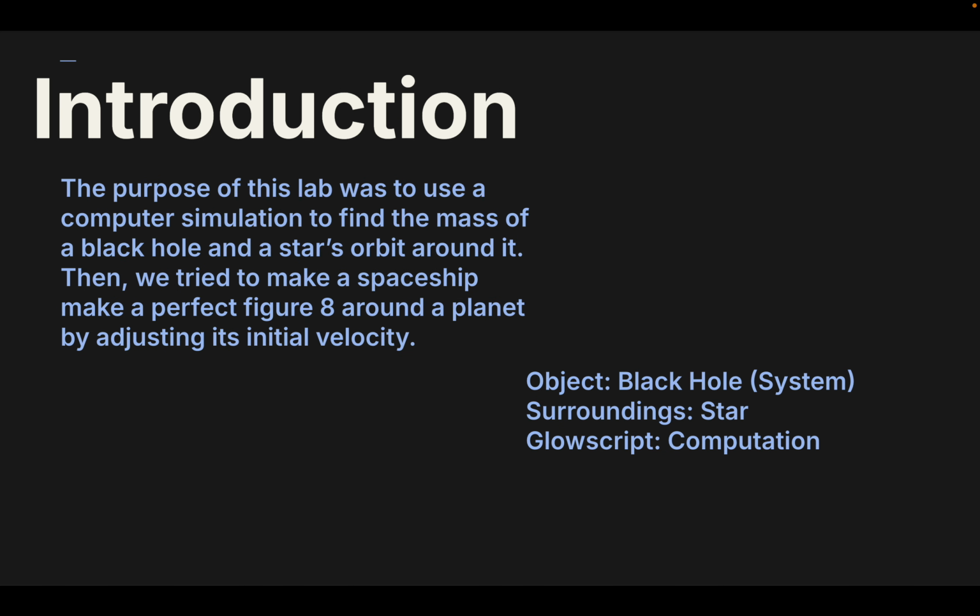The purpose of this lab was to use a computer simulation to find the mass of a black hole and a star's orbit around it. Then we tried to make a spaceship make a perfect figure eight around a planet by adjusting its initial velocity. In the first case, our object was our black hole, and our surroundings were the star that was orbiting it. For our computation, in both cases, we used GlowScript.